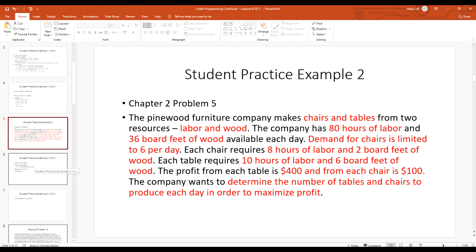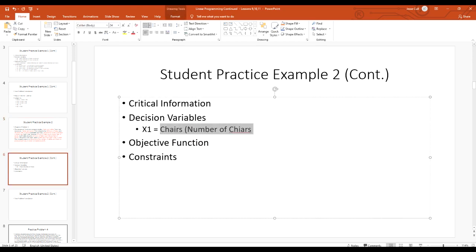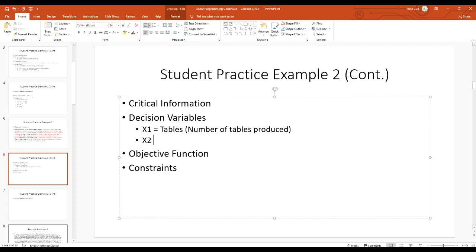Let's see. Let's make x1 tables. It doesn't matter, both are okay, but because tables is the higher revenue, I'm just going to make it x1 tables. As long as all of your numbers line up with tables and chairs, x1 to x2, you would have no problem. x2 equals chairs, and that's the number of chairs produced. So we have our decision variables.